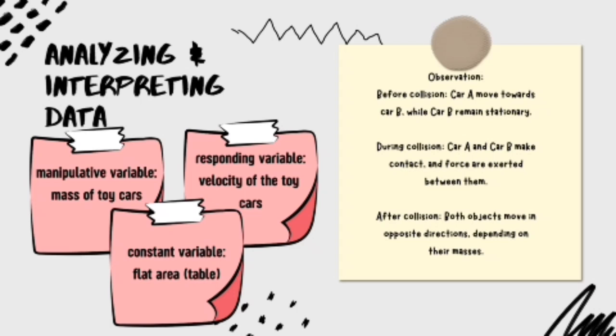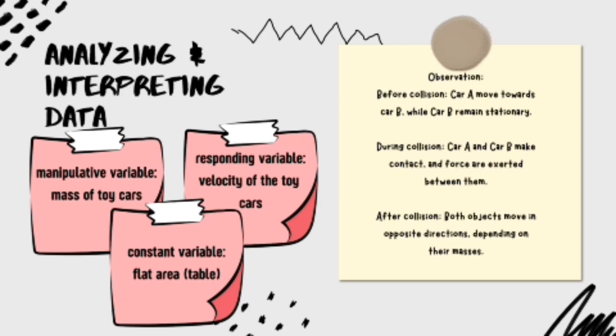Analyzing and interpreting data. From the equation P equals mv, we realize that the manipulated variable is the mass of the toy cars in kilograms, and the responding variable is the velocity of the toy cars in meters per second. Next, the constant variable is the flat area, which is stable.